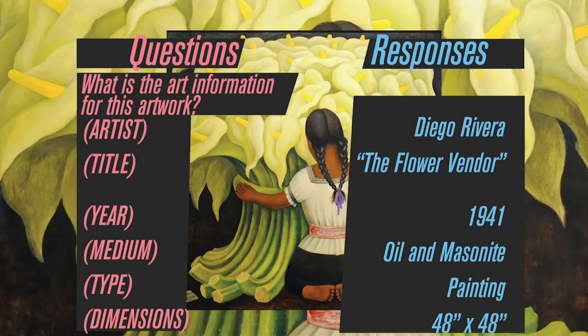This next line here is the type of artwork. Is it a movie? Is it a poster? Is it an illustration? Is it a drawing? Then this last line here is the dimensions of the artwork, so the size of the artwork. Dimensions would be the same thing as the size of the artwork.